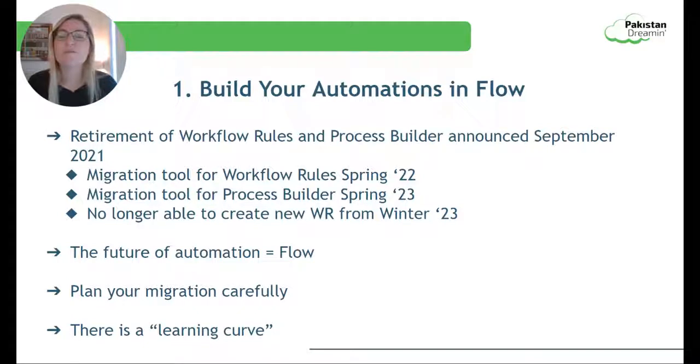But what's clear is that the future of automation is Flow, and whether you love it or you love it less, we're all going to have to get good at building our automations in Flow. But this could be a huge task for so many people, so you're going to want to plan your migration carefully. You could have hundreds upon hundreds of workflow rules and process builders. And do you document them anywhere? Do you have a master sheet explaining how all of your automations link together anywhere?